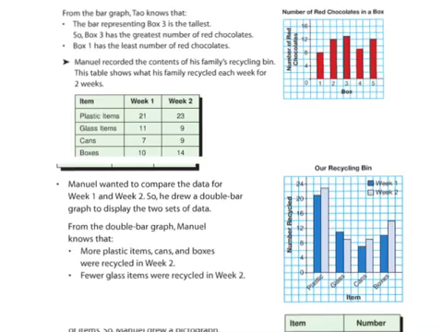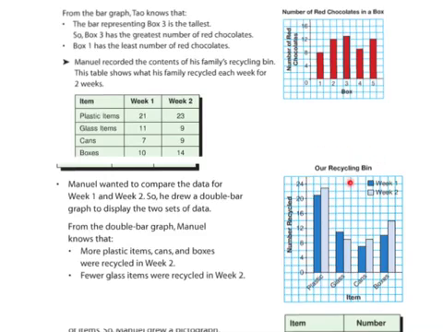Next we have Manuel, who's recorded the contents of his family's recycling bin. This shows his recycling bin for 2 weeks. Plastic items in week 1 and week 2, glass items week 1 and week 2, canned items week 1 and week 2, and so on. He wanted to compare week 1 and week 2, so he drew a double bar graph. 2 sets of data can be compared. Again, good idea to be a bar graph or a series of points. In this case, a bar graph is a better choice because you're comparing 2 sets of data. It is discrete data. You cannot have half of a can in your recycle.